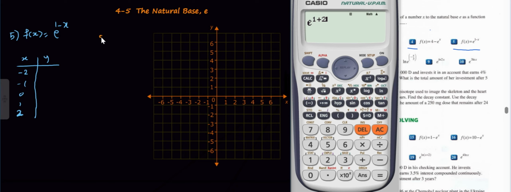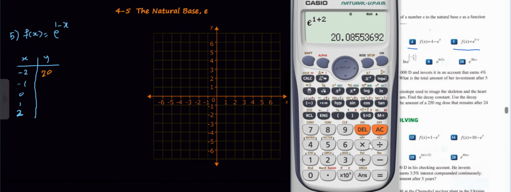Because if we have e to the power 1 minus negative 2, it will be e to the power 1 plus 2. Why? Because when we multiply negative by negative, it will be positive. So it will be 1 plus 2, which means 3. Or by a calculator, we can just do it immediately, and it equals 20. So the first one equals 20.